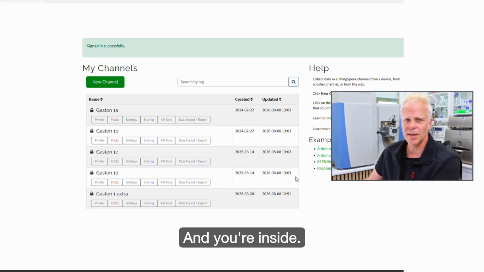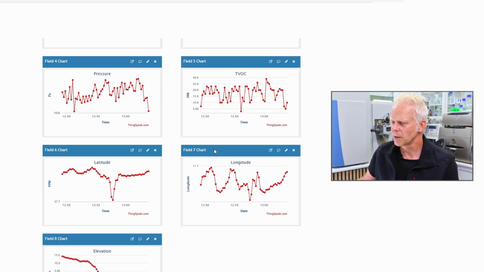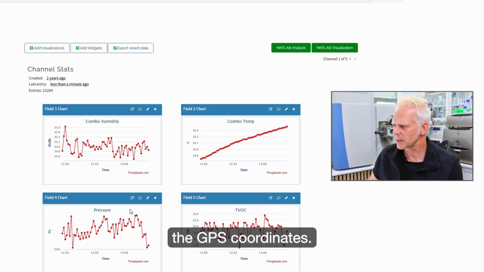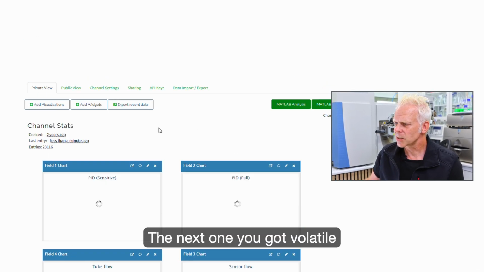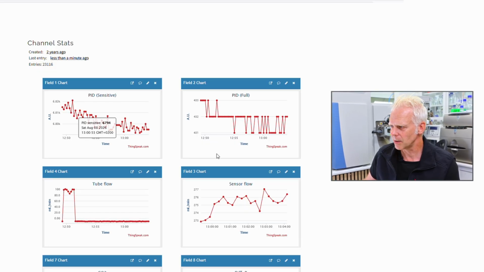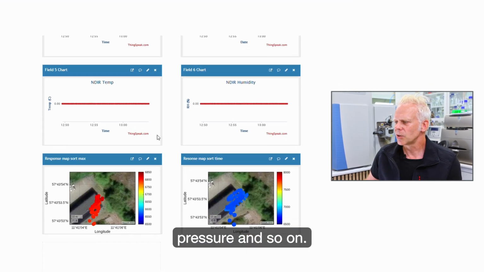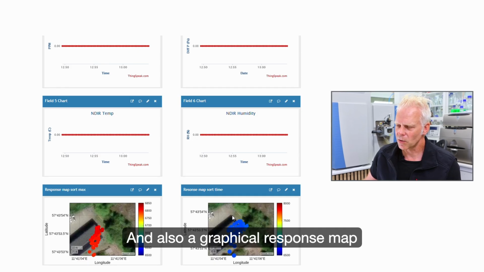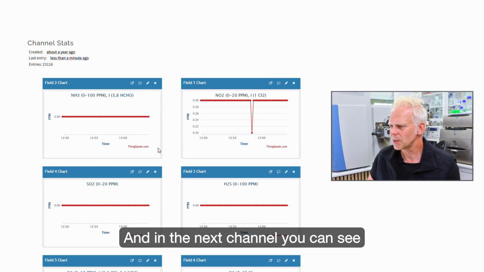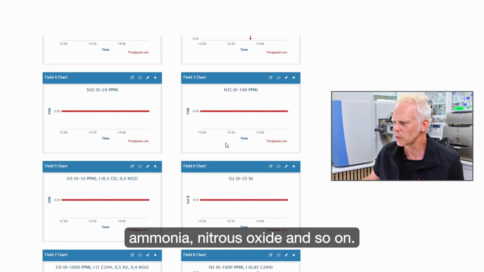And you're inside. You can see a lot of different things like the humidity inside, the temperatures, the pressures. There's a sensor for checking leaks. And you have the latitude and longitude elevation, the GPS coordinates. The next one, you got volatile organic compounds named PID, and the sensor flow, tube flow, carbon dioxide, differential pressure, and so on, and also a graphical response map where you can do tracking. And in the next channel, you can see other sensors like ammonia, nitrous oxide, and so on. You have plenty of these here.